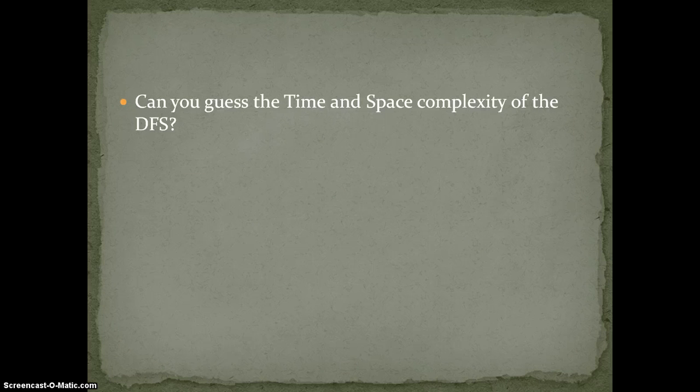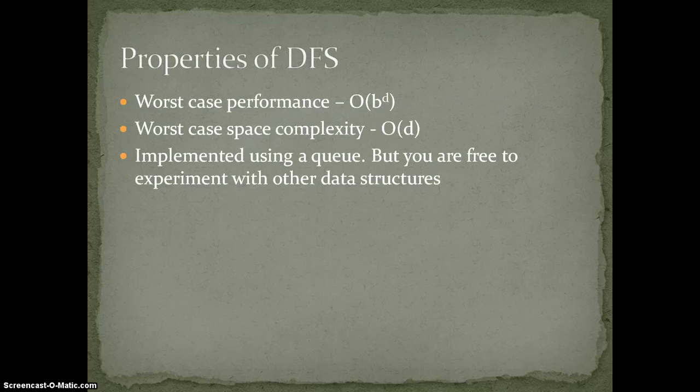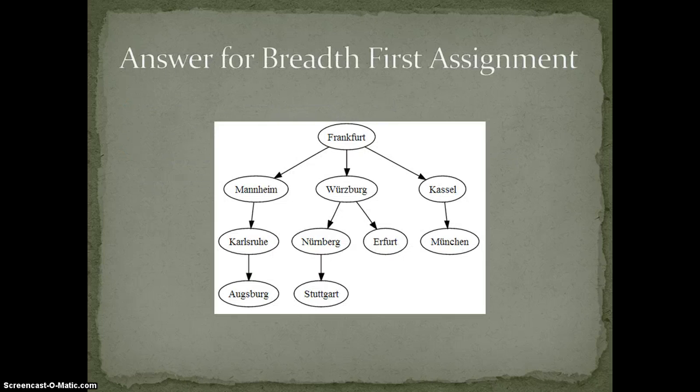So can you guess the time and space complexity of DFS? Let's start with time complexity. What do you think is the time complexity? Yes, the time complexity of DFS is big O of B power D. So why do we have to use depth first search when we already have breadth first search? The reason is because the space complexity is big O of D. As soon as you finish one particular set of nodes, you can just leave those nodes and go into the second set of nodes. And this is also implemented using a queue, but you are free to experiment with any other type of data structures that you feel.